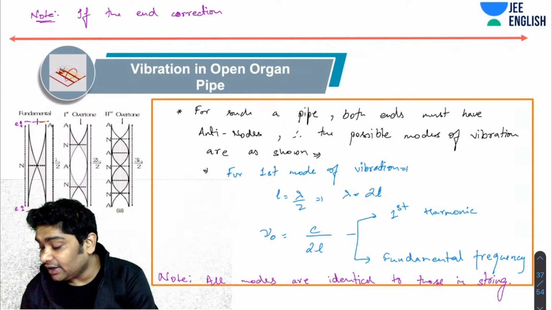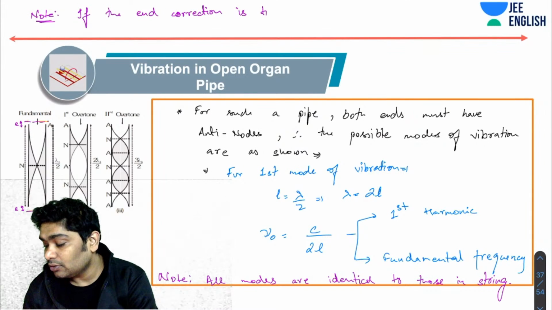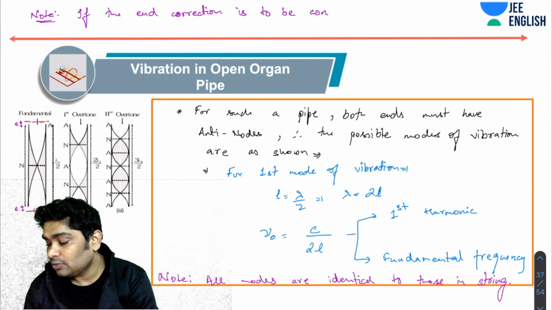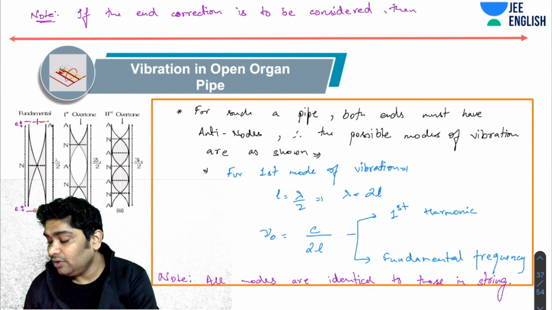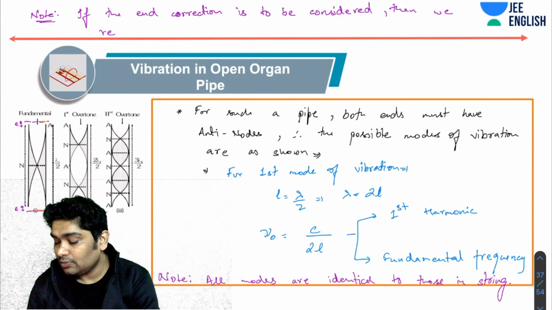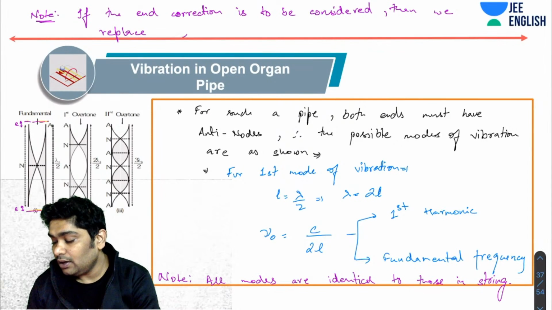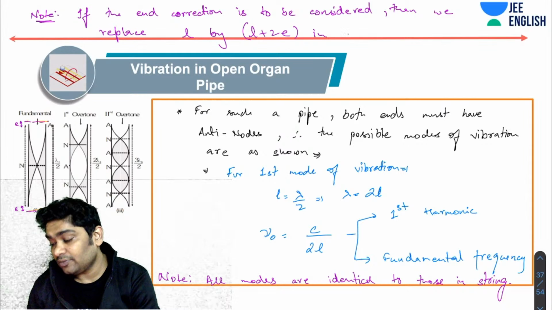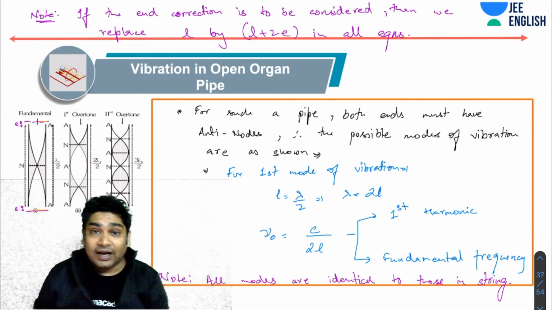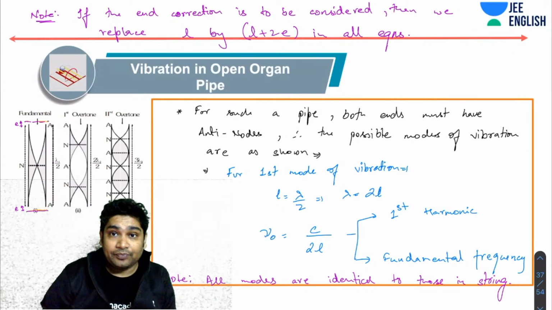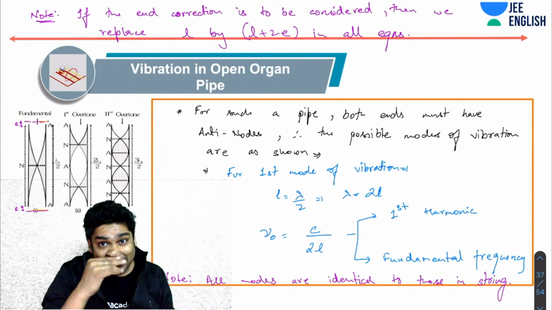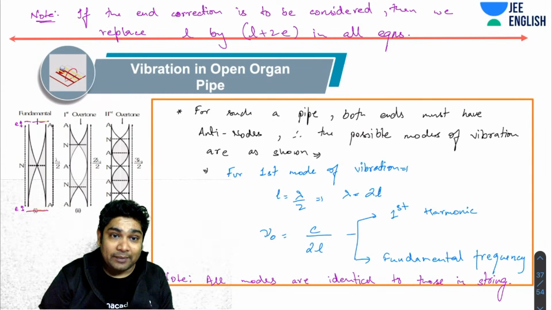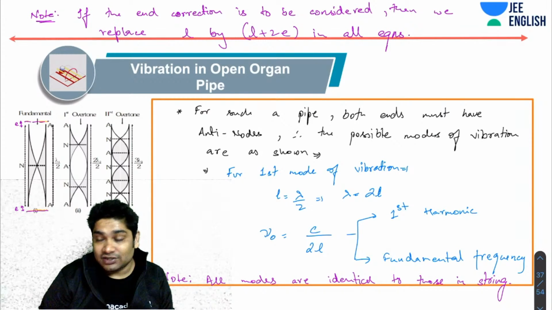Okay, if the end correction is to be considered, then we replace L by L plus 2E, in all equations. Now, please note why 2E, because you have end corrections at both the ends. Okay, so that is what I wanted to tell you about vibrations in an open organ pipe. I hope everybody followed the discussion.